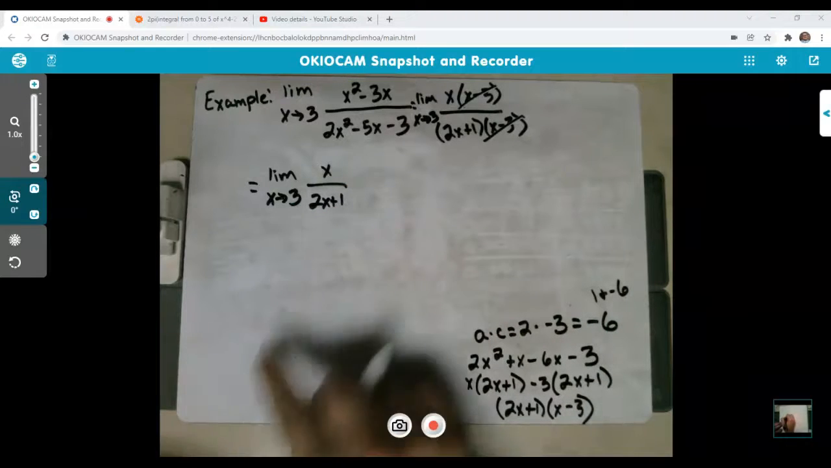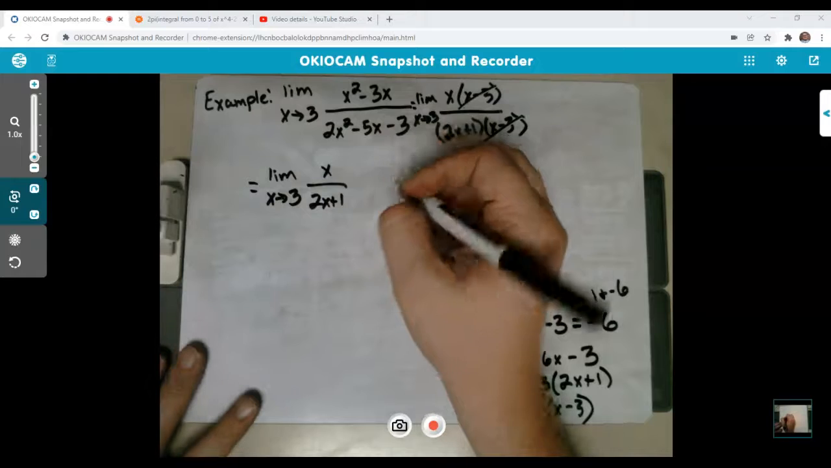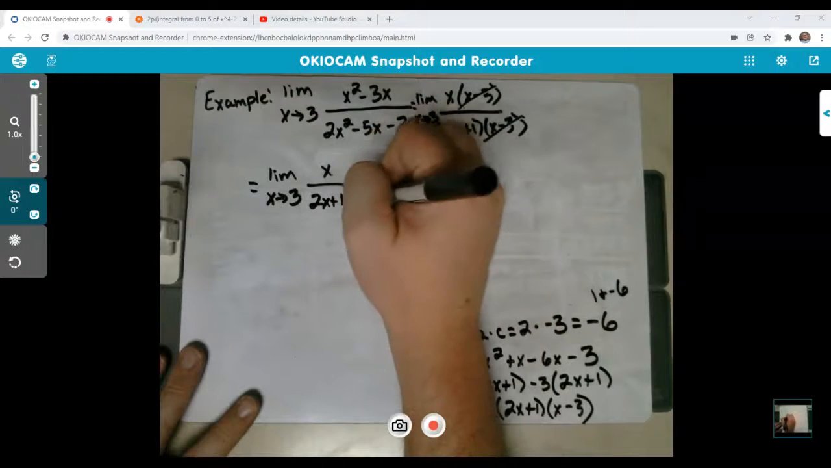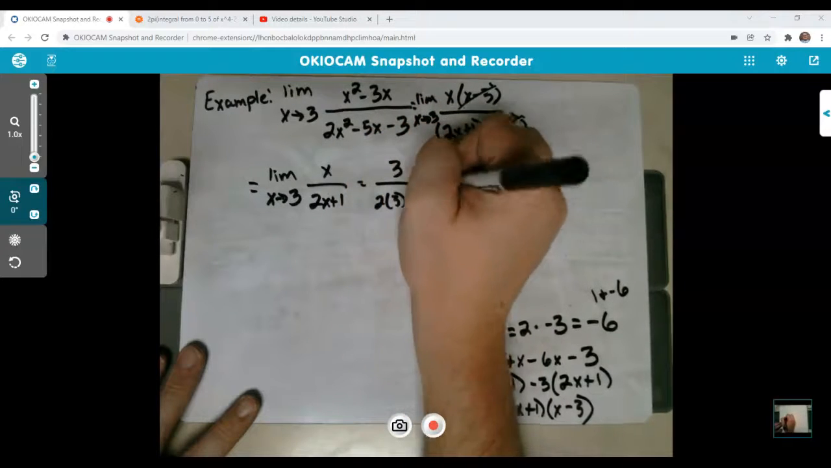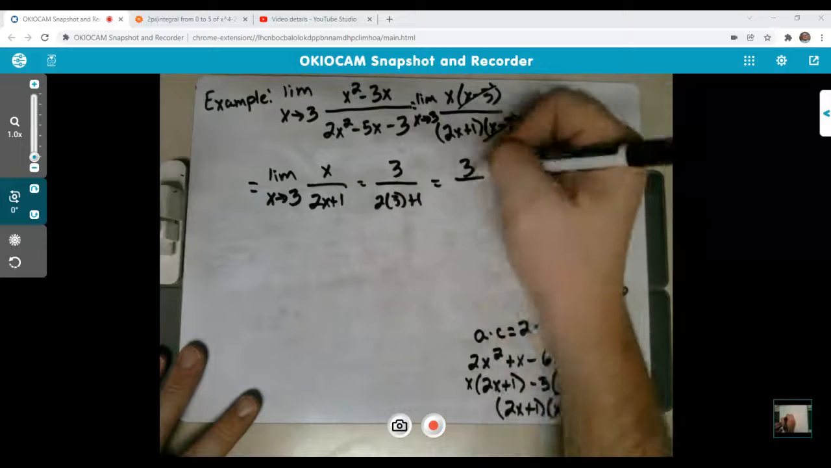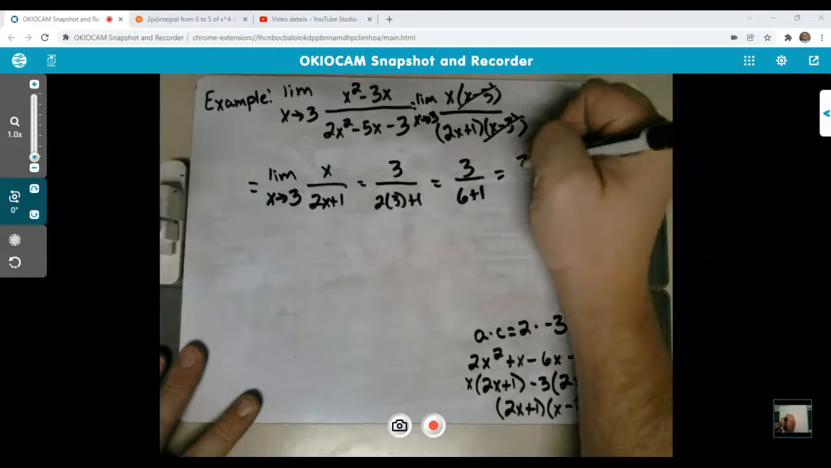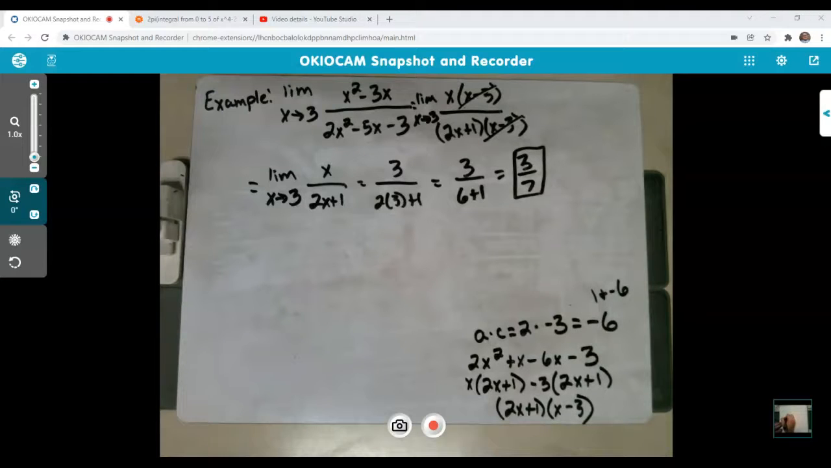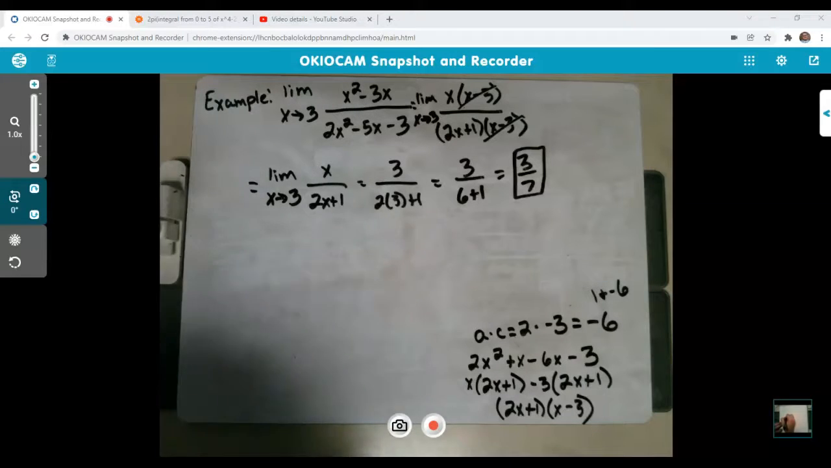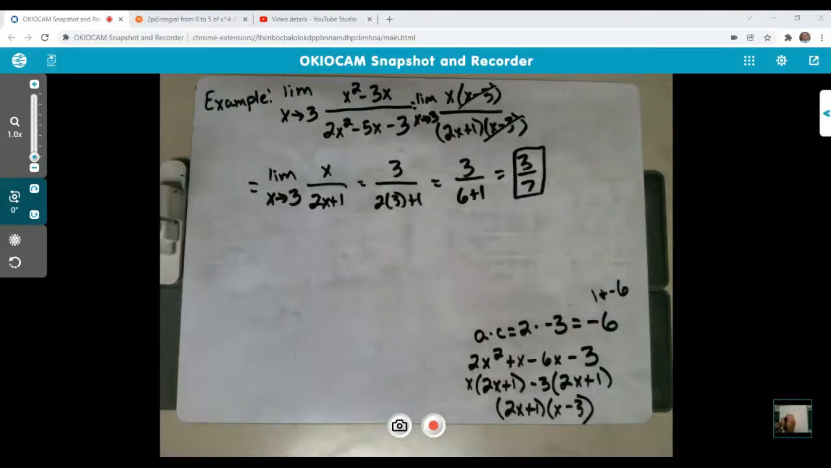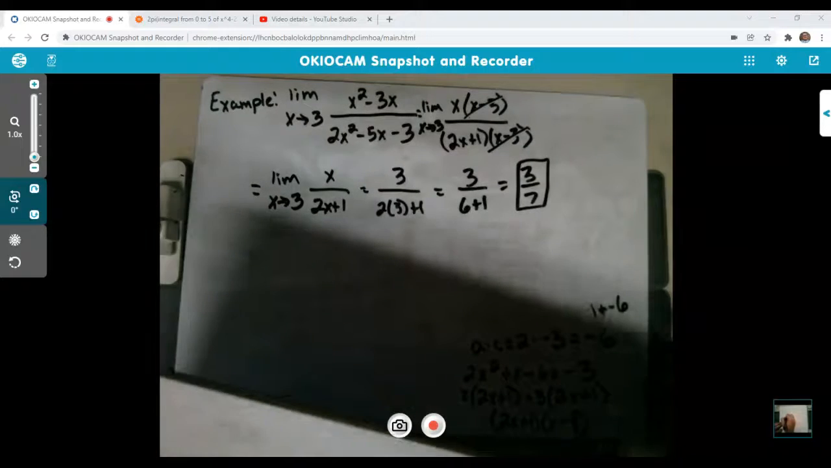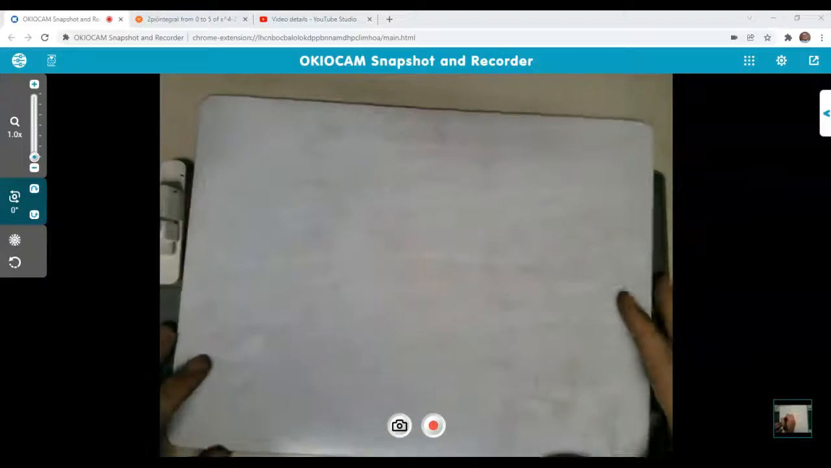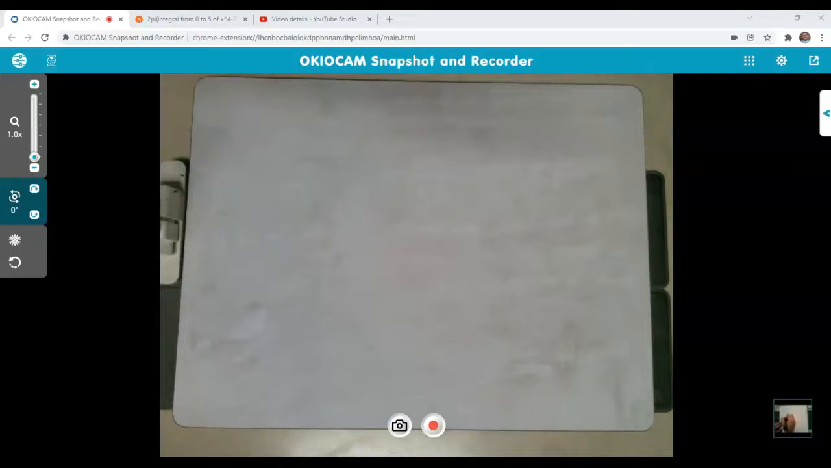So now I can plug in a 3. So that's going to be 3 over 2 times 3 plus 1. So that's 3 over 2 times 3 is 6, so 6 plus 1, which gives you 3 over 7. There we go. Let's continue on. Let's do a little bit more complicated examples. These still aren't bad. Still pretty good, but they just require a little bit more thought. Example.